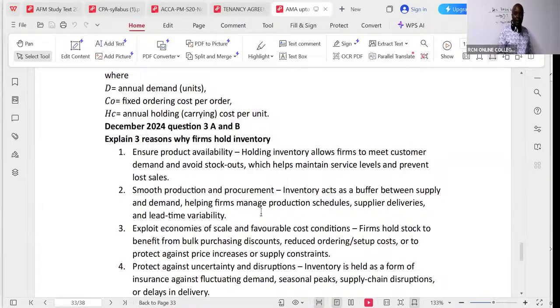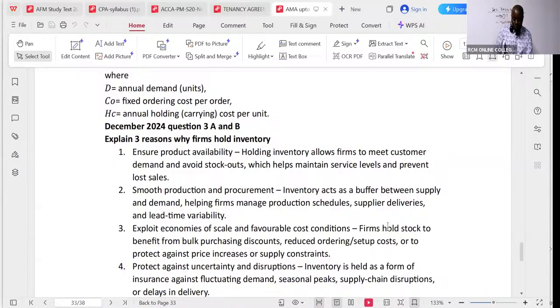So there are no, in this case here, those shocks. Yeah. So in this case, even if the demand becomes quite high than what we are able to supply, we can easily go to our stores. Exploit economies of scale. Because when you buy many of them at once, you're going to access them at a lower price. So exploit economies of scale and the favorable cost conditions.